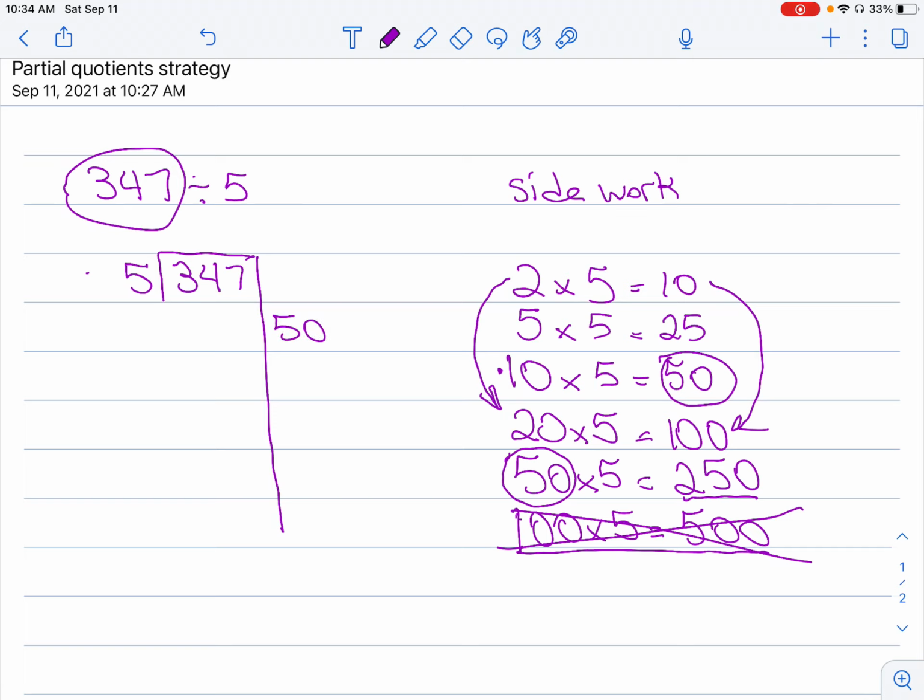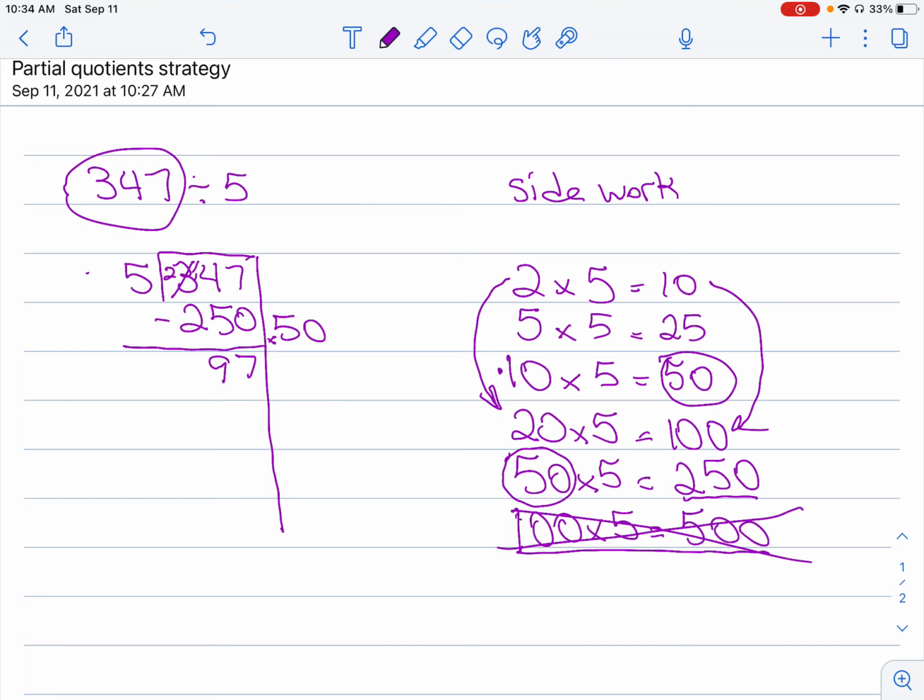Some people put a little times 50 just to kind of explain that they know they're really doing 5 times 50. And 5 times 50 is 250. And just like we do when we're dividing, we subtract that amount. 7 minus 0 is 7. 4 minus 5, I'm going to have to borrow. Change that to a 2 and change that to 14. 14 minus 5 is 9.